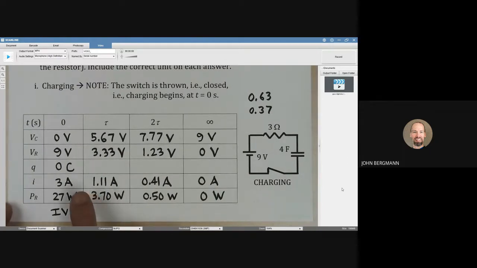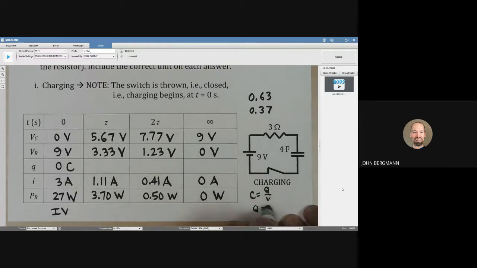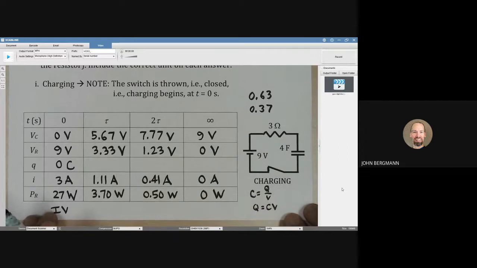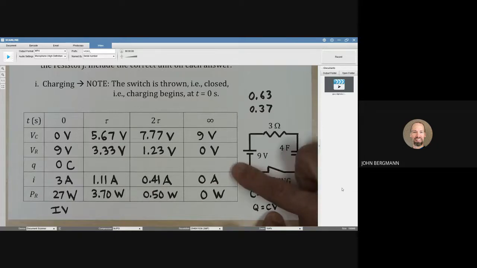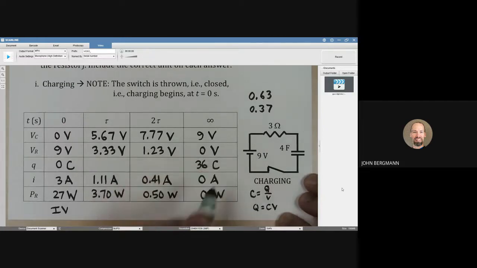What about Q? Well, let's see. How about at t equals infinity? We recall that the equation for a capacitor is C is equal to Q over V. So that means that Q is equal to C times V. Well, the capacitance is 4 farads, and the voltage at infinity is 9. So 4 times 9 is 36 coulombs, which is a lot.